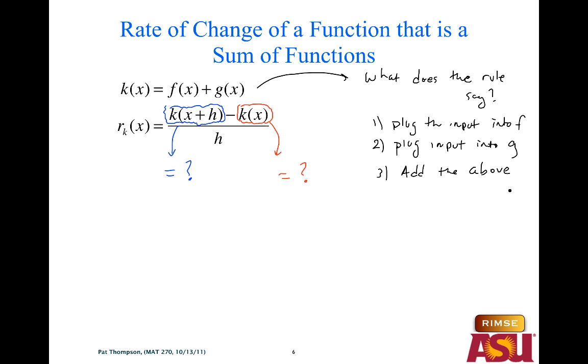So now we have k of x plus h. What's the input into k of x plus h? It's x plus h. So follow the instructions. Take x plus h, put it into f, put it into g, and add them. That's what the rule for k says: put the input into f, put the input into g, add them. And now our input is x plus h. Follow the instructions.